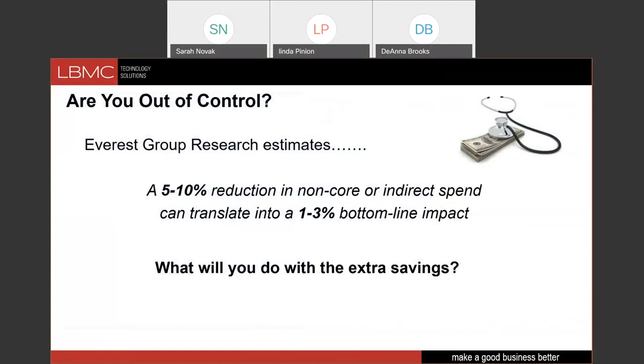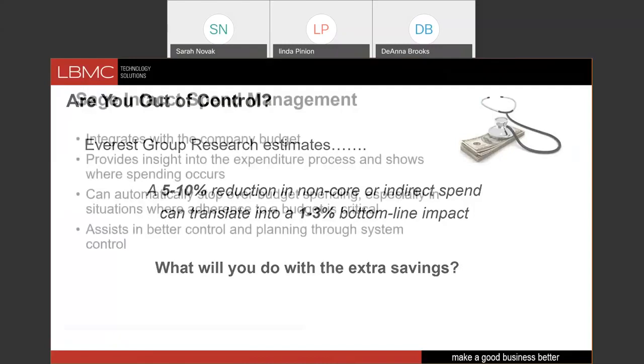And there's a great metric here from Everest Group Research that says a 5 to 10% reduction in non-core or indirect spend can translate into a 1 to 3% bottom line impact. So what does this mean to you? It means that every dollar that you save is a dollar that goes to the bottom line. And I don't know any company or organization that's not interested in increasing the bottom line. The real question here is, what will you do with the extra savings?